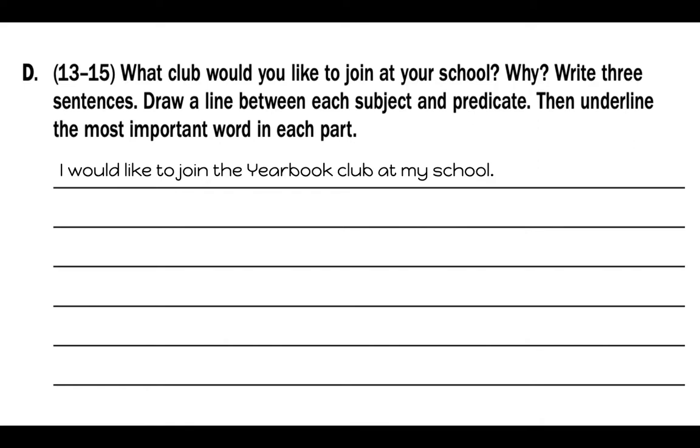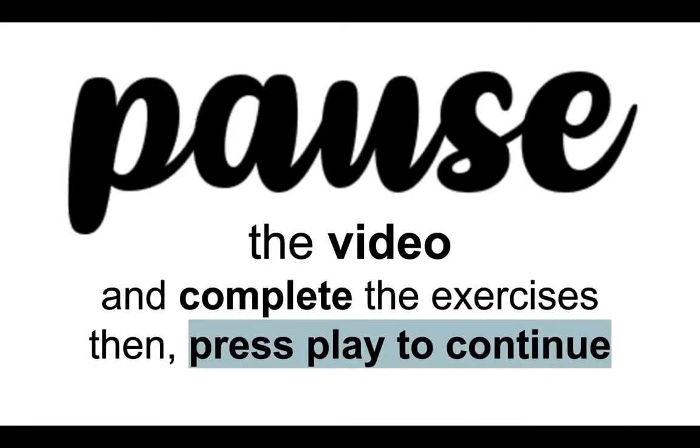For example, I might say, I would like to join the yearbook club at my school. It says draw a line between the subject and predicate. So I would draw a line between I and would, because I is the subject and would like to join tells me what I would like to do. Then I underline the most important part. I is the subject, the pronoun in the subject, and join is the action word. I have underlined I and join. Pause the video and complete these exercises, and then press play to continue.